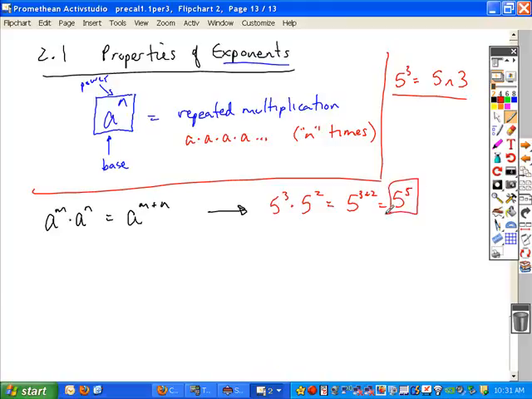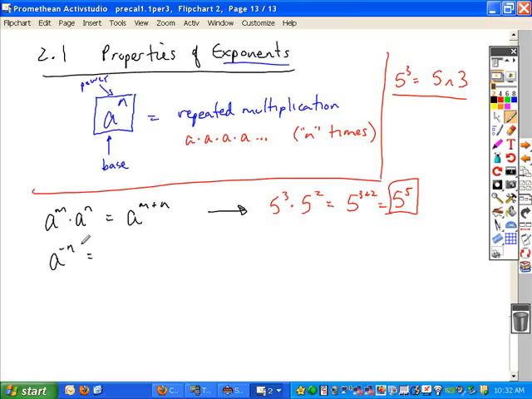How about if you take a base to a negative power? Does it change the sign of your number? This is the most common mistake. Students take and change the sign. It does not work that way. Don't change the sign of your number.